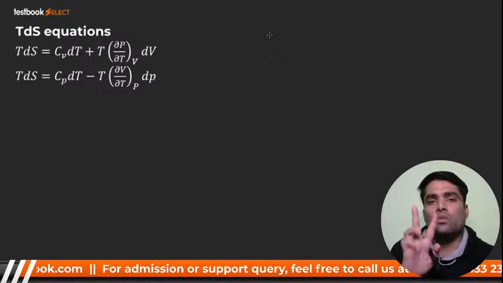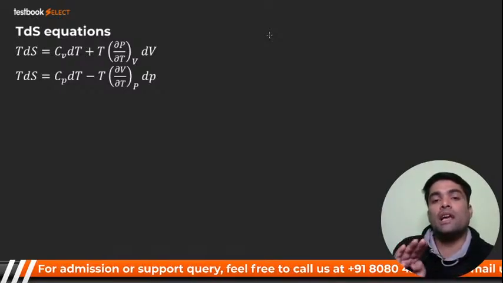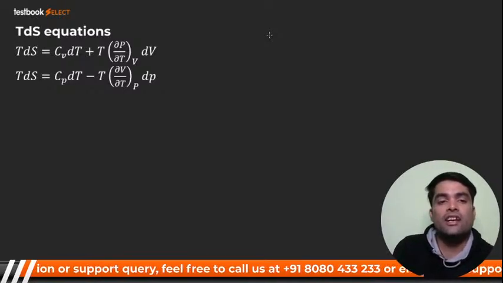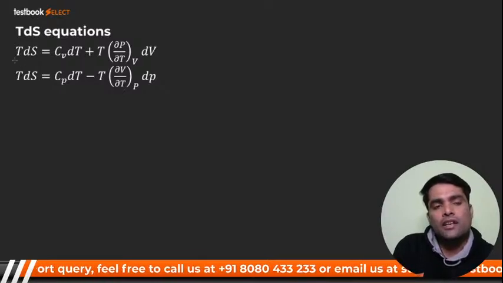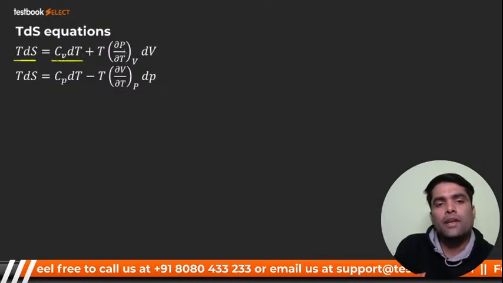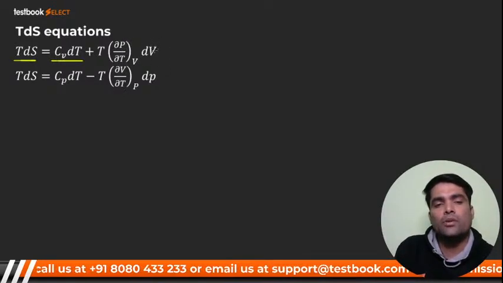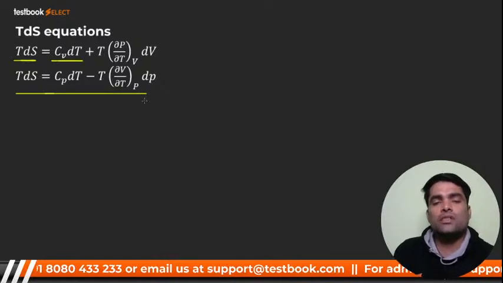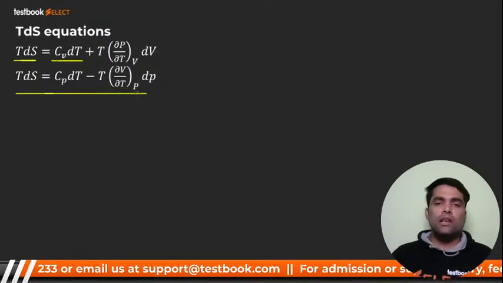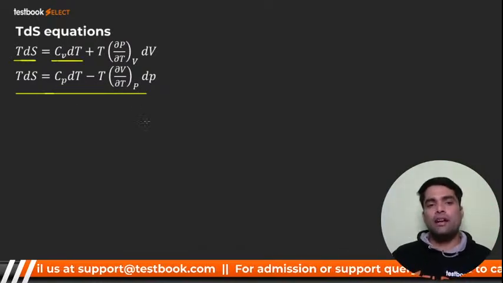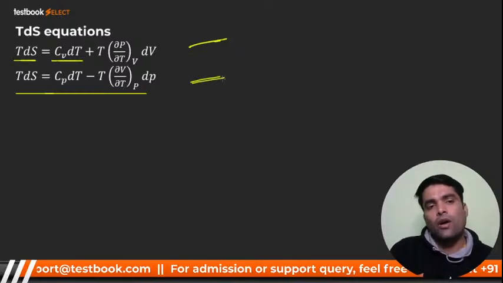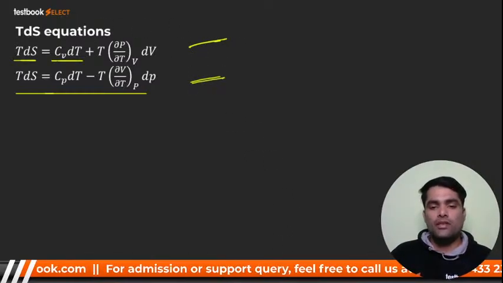In the TdS equations, we have 2 TdS equations, and with their help we have derived what, my dear? The Joule-Thomson coefficient, right? The JT coefficient, as we call it. So my dear, TdS is equal to Cv dT plus T into del P by del T at constant volume into dV, and my dear, TdS is equal to Cp dT minus T into del V by del T at constant pressure into dP, right? So these 2 equations are there for the TdS relationship. Okay bacha?